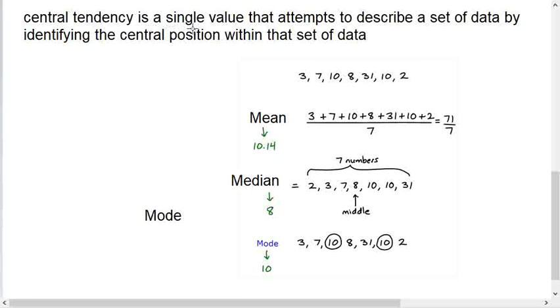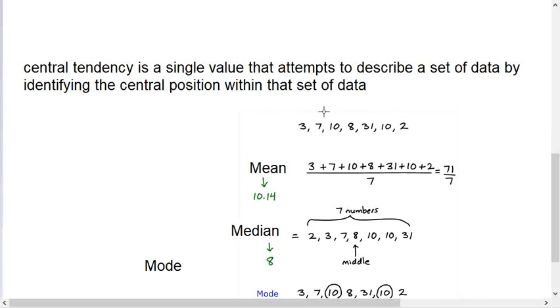Here, central tendency is a single value that attempts to describe a set of data by identifying the central position within the set of data. It means the data which is given points out towards one number only. So that's the meaning of central tendency.